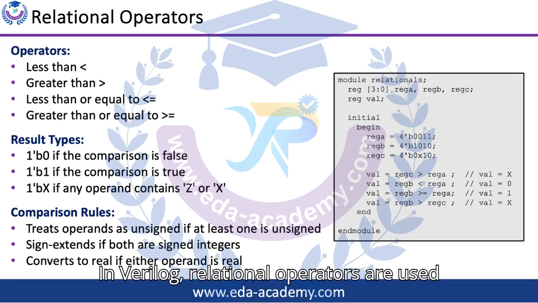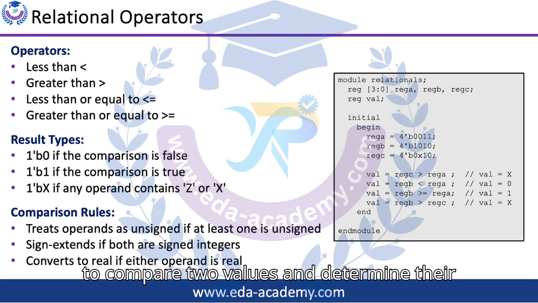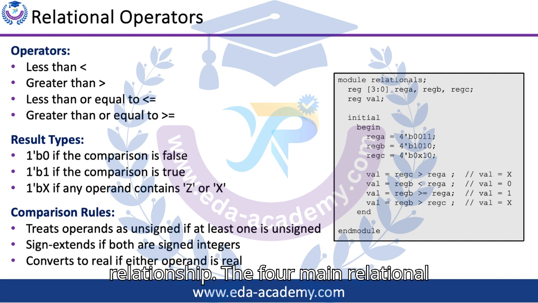In Verilog, relational operators are used to compare two values and determine their relationship. The four main relational operators are less than, greater than, less than or equal to, and greater than or equal to. These operators help us check if one value is smaller, larger, or equal to another, and they produce a result based on this comparison.